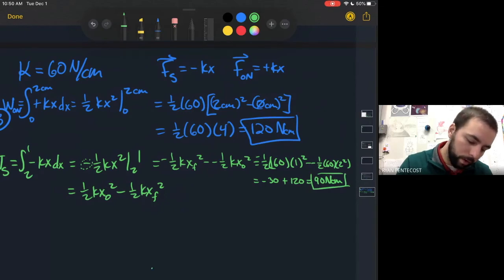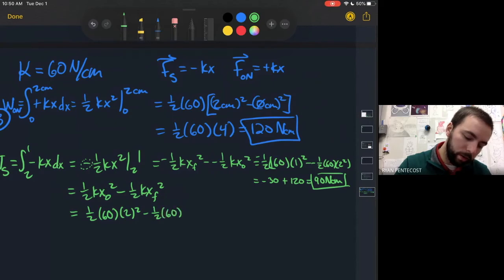Now if we do it the other way, we've got 1/2 kx squared. So we've got 1/2 times 60. Then we have our initial value, which is 2 squared, minus 1/2 times 60 times our final value squared.